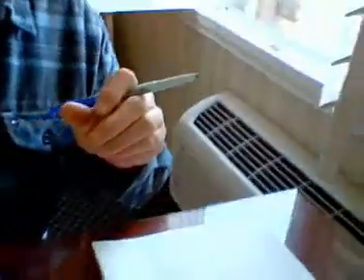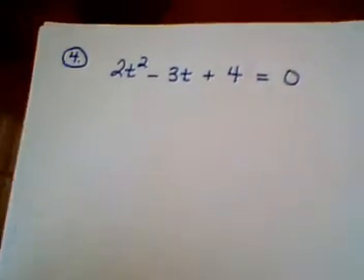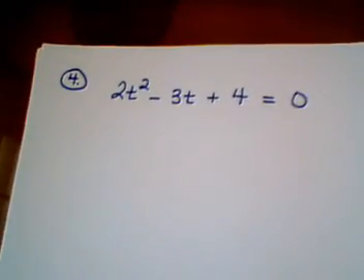Okay, question number 4 on R1105 Test 3 review is a quadratic equation. Let's look at it. It's already been given to us. This has already been given to us in standard form.